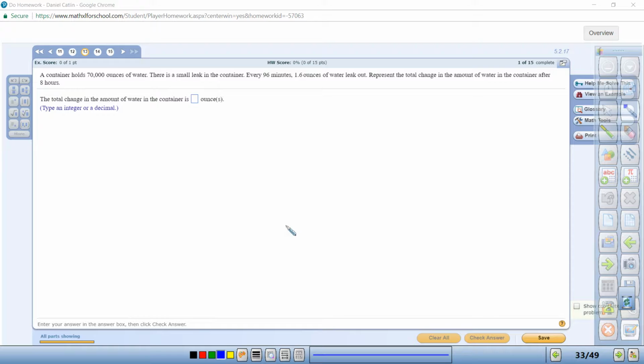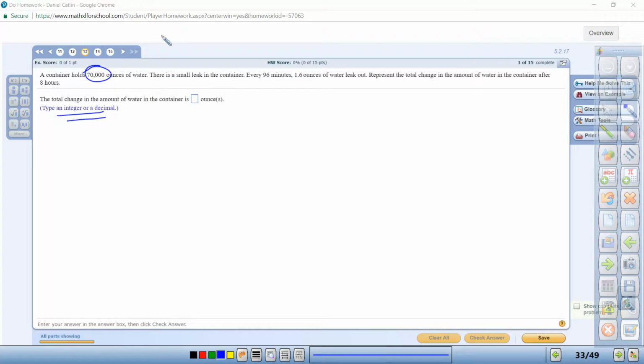Number 13 on homework 5-2 is a doozy, so let's look at it together. A container holds 70,000 ounces of water. There's a small leak in the container, and every 96 minutes it is losing 1.6 ounces of water. We need to represent the total change in the amount of water in the container after 8 hours. And here's the key part that's getting some of you: we have to change it back into a decimal when we're done.